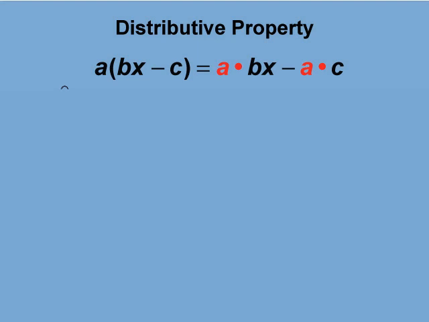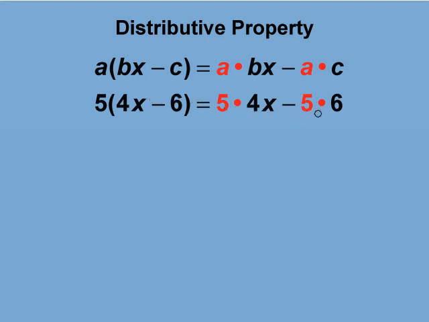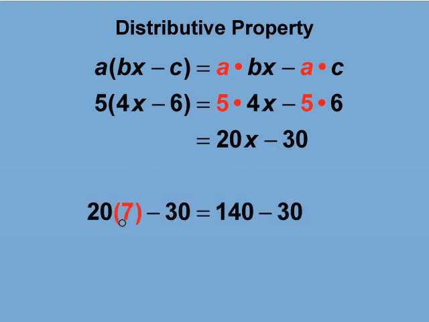Using the distributive property with an expression of this form has the a term distributed to each of the terms in the variable expression. So we take the 5 and distribute it to the 4x and the 6 as shown here. The result is 20x minus 30. We evaluate this expression for x equals 7 as shown here. We get 140 minus 30, which is equal to 110. Let's look at another example.